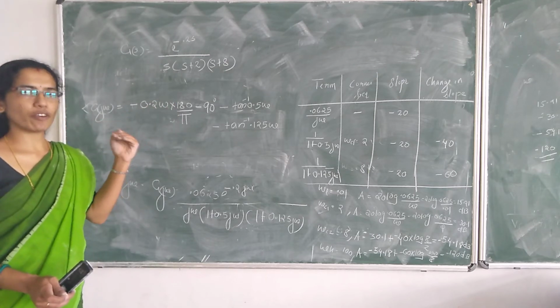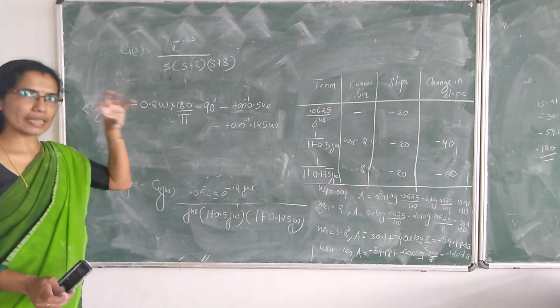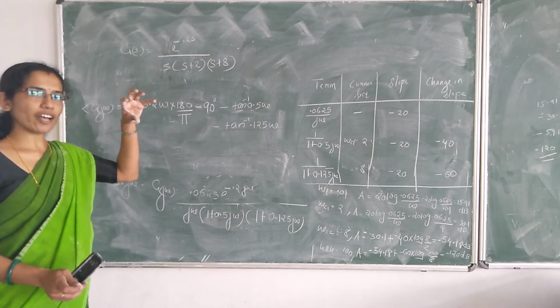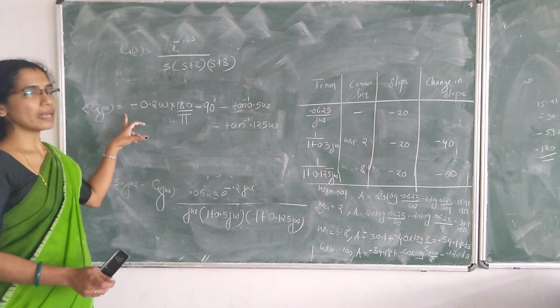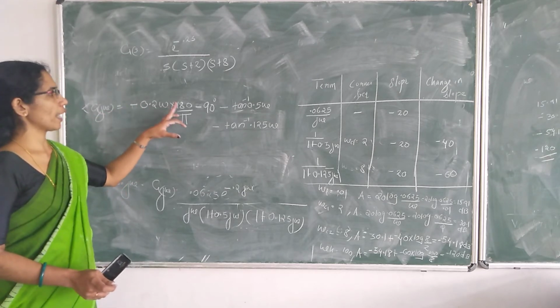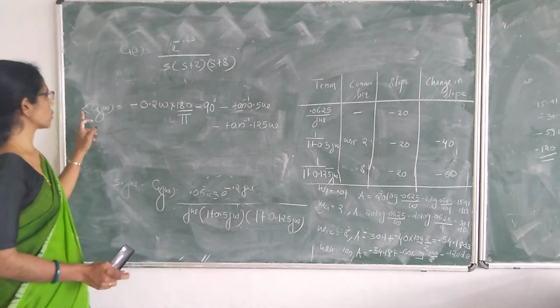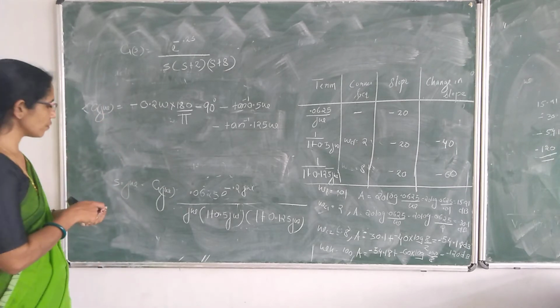The form is e raised to minus s T. So whatever comes in the exponent of e raised to minus, that multiplied by 180 by pi. Okay, so minus 1 omega into 180 by pi. So we got the angle of g of j omega.